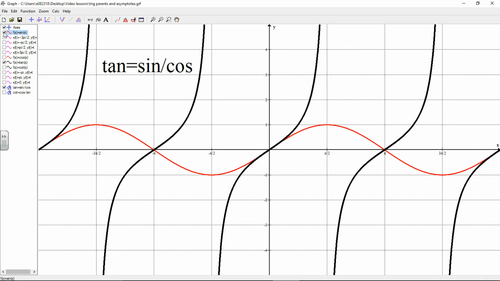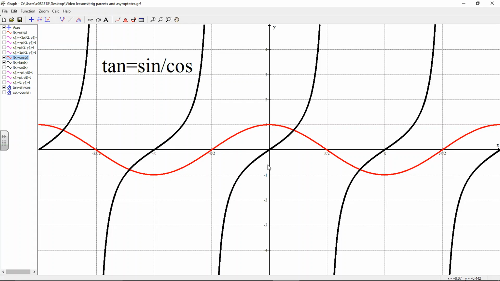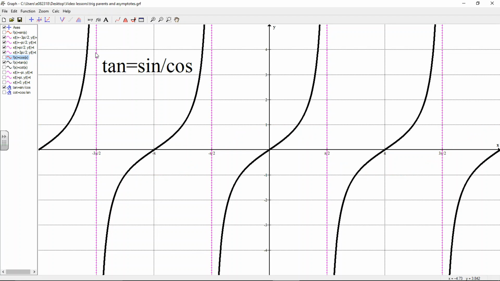But how about cosine? If I overlay cosine onto this graph, what happens at those zeros? Well, cosine is in the denominator, so if I have anything over 0, all of a sudden that becomes an asymptote. So that's why when we look at the graph of tangent, we have these smaller periods.